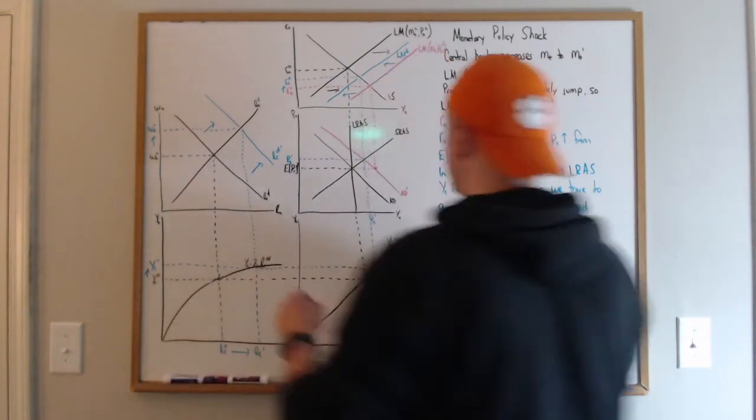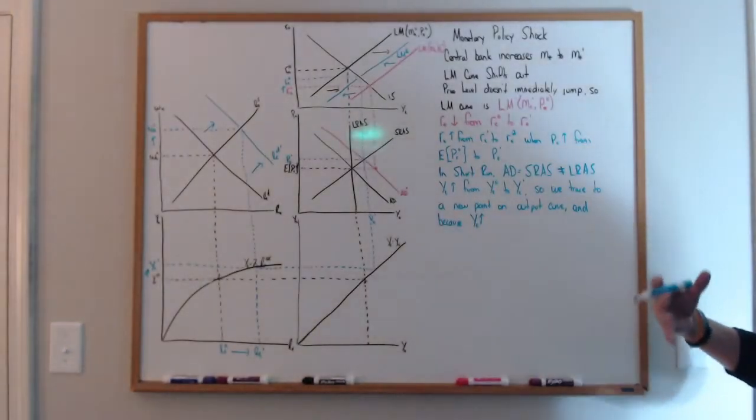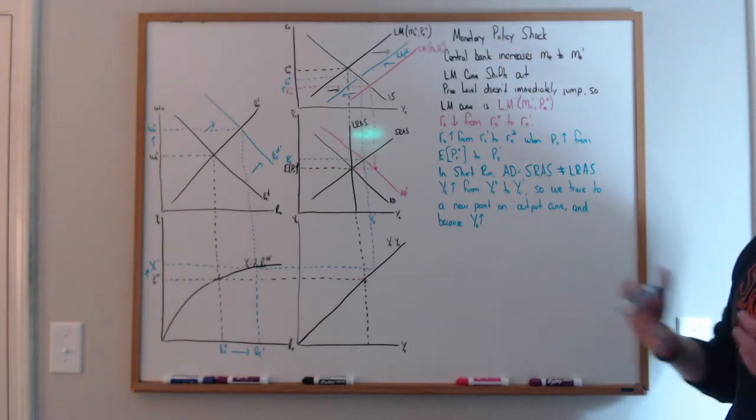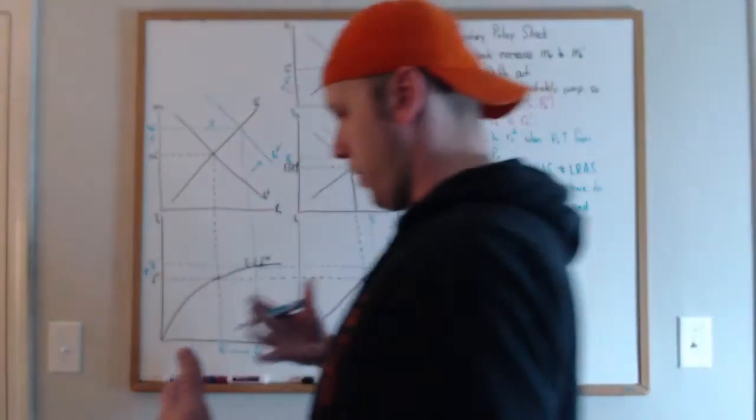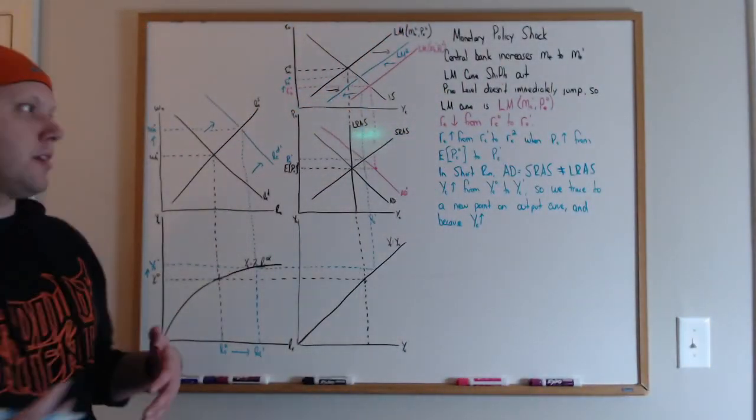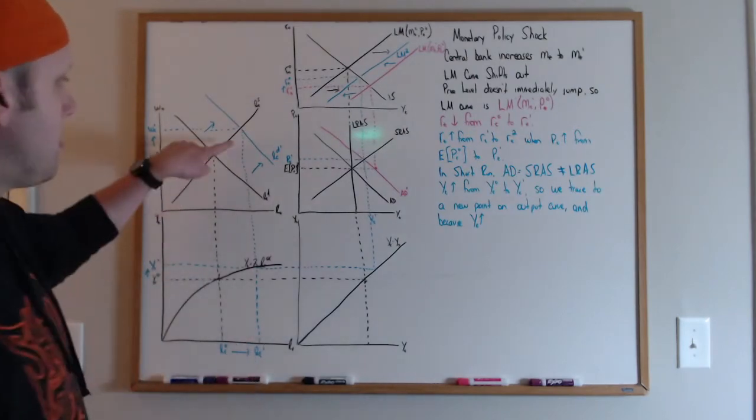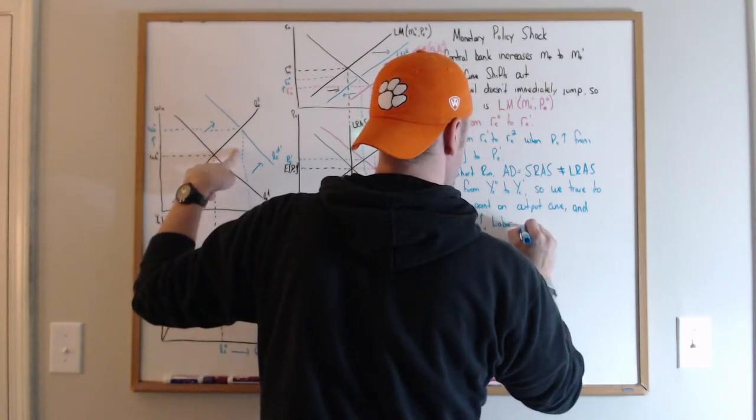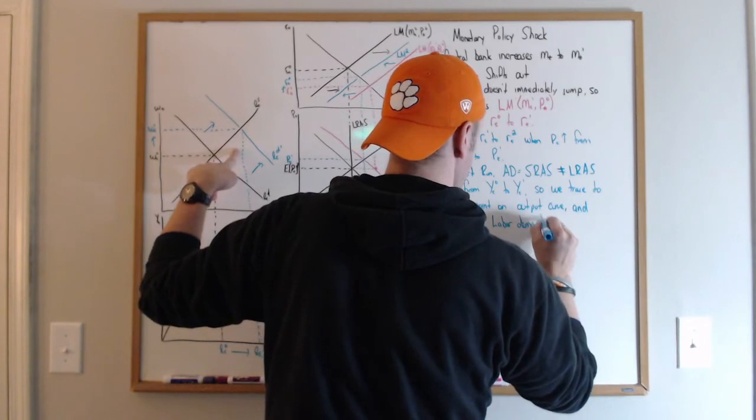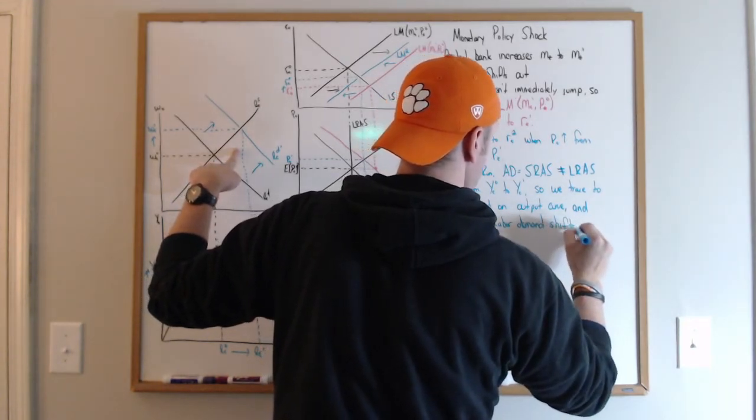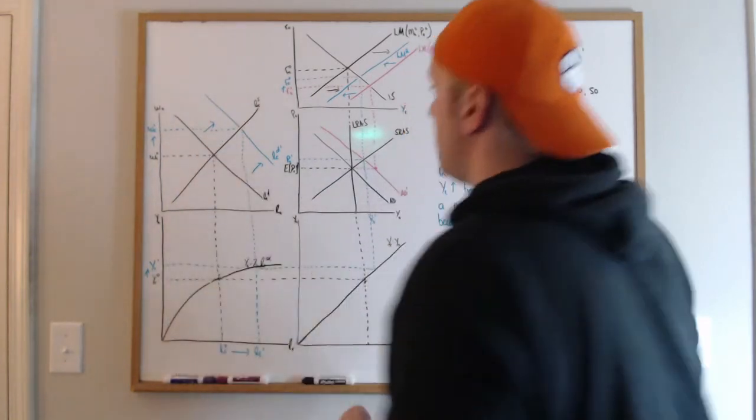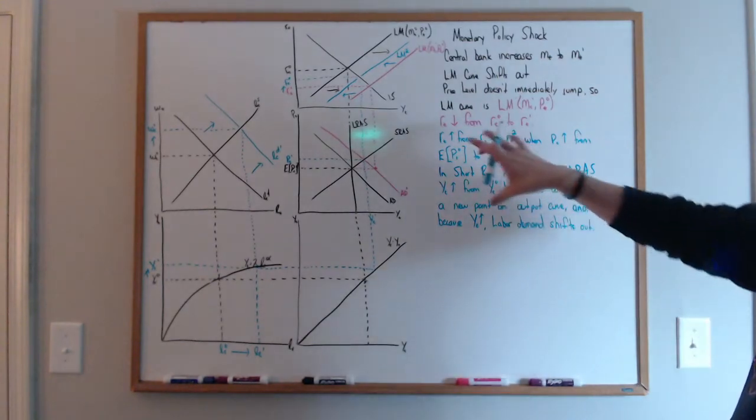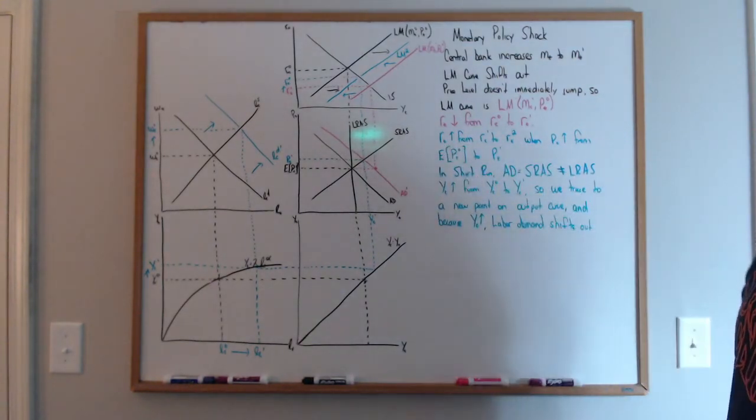And because output increases as a result of a shock to aggregate demand, firms need more labor to produce more stuff. So because they need more labor, they will demand more labor. Labor demand shifts out. And this is going to be the short-run response to a monetary policy shock.